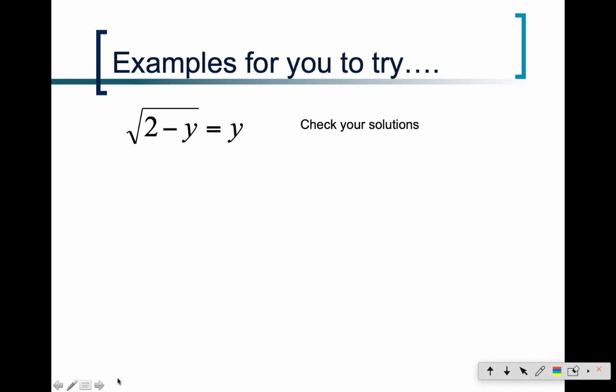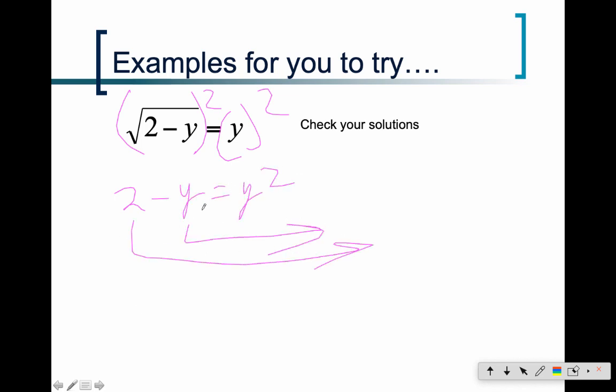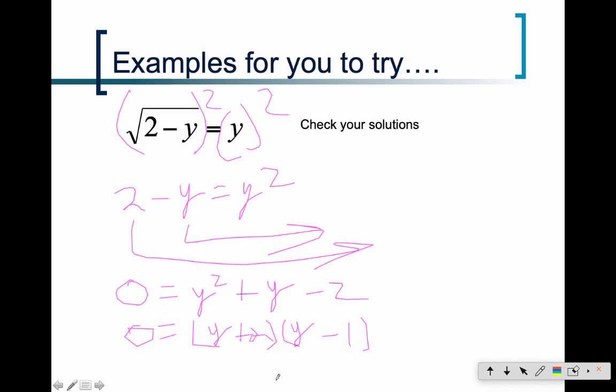Sometimes you might end up with a radical. So with these ones, now we have to go back to, we might have to factor, square it. 2 minus y is y squared. I'd leave the y squared on the right-hand side. I would add the y over and subtract the 2 over, and now I would factor, getting y plus 2 and y minus 1. Again, these ones where we end up with 2 answers, you really got to check your work.